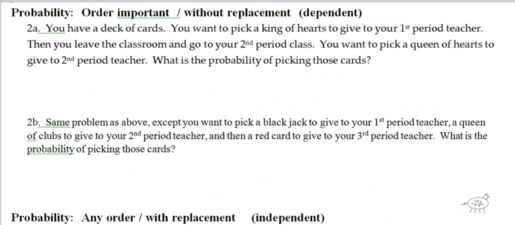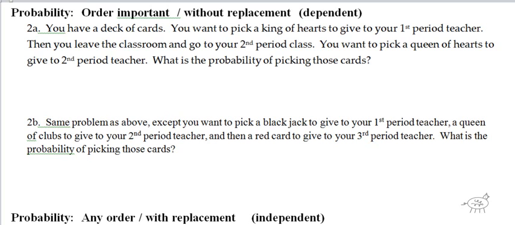That's why they're dependent events, because they depend on what you picked first. So you have a deck of cards. You want to pick a king of hearts to give to your first period teacher. Then you leave the classroom and go to your second period class. You want to pick a queen of hearts to give to your second period teacher. What is the probability of picking those cards? So again, order is important because I want to give the king to my first period teacher and I want to give the queen to my second period teacher, right? So order is important. You don't want to give the queen to your first period teacher, okay?